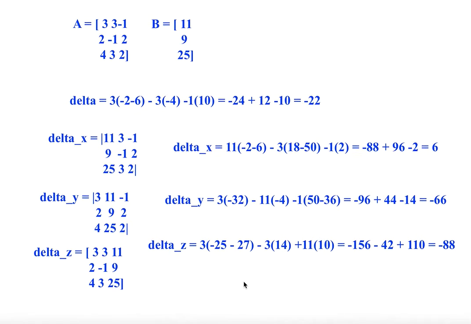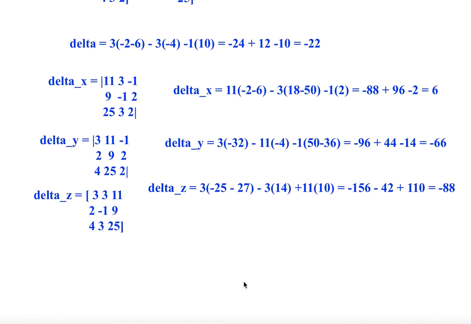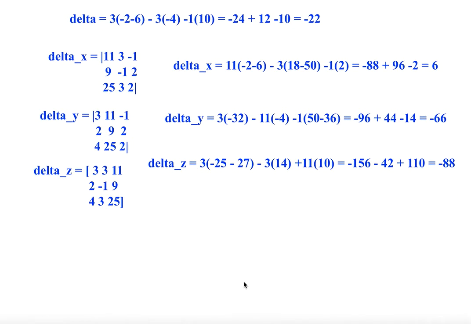Right. So now we are going to find x, y, z. X first. x is equal to delta x by delta, right? What is delta x? 6. What is delta? Minus 22. How much will it be? 3 by 11. Minus 3 by 11.